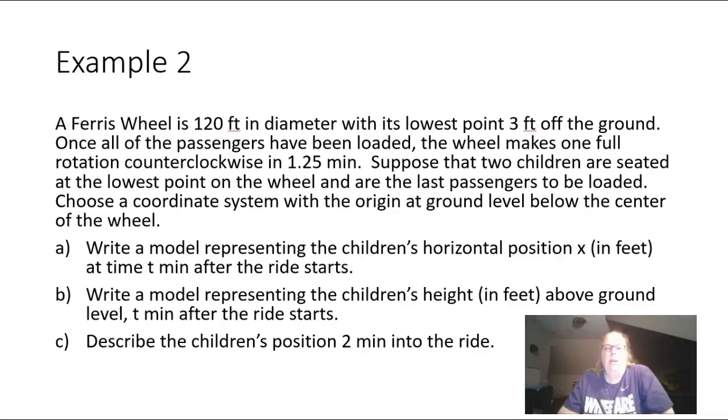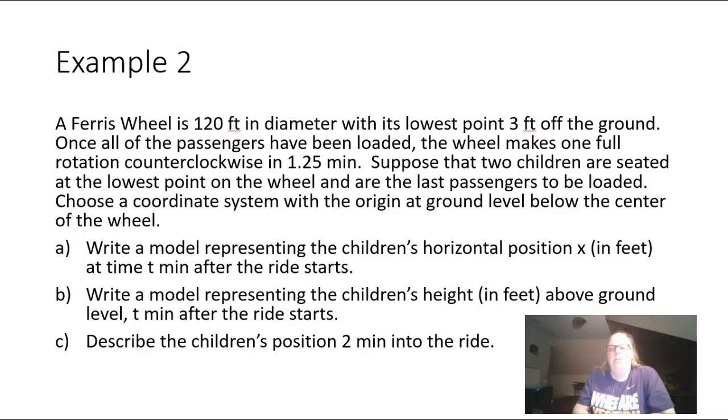Example 2: a Ferris wheel is 120 feet in diameter with its lowest point 3 feet off the ground. Once all the passengers have been loaded, the wheel makes one full rotation counterclockwise in 1.25 minutes. Suppose that 2 children are seated at the lowest point on the wheel and are the last passengers to be loaded. Choose a coordinate system with the origin at ground level below the center of the wheel.